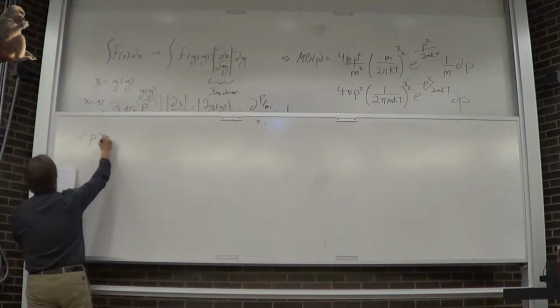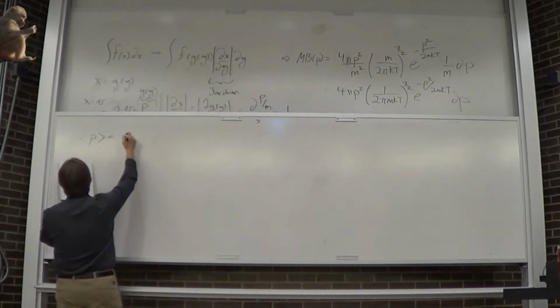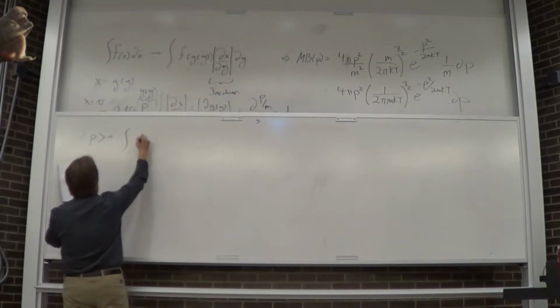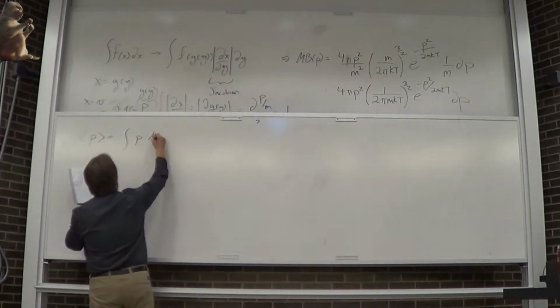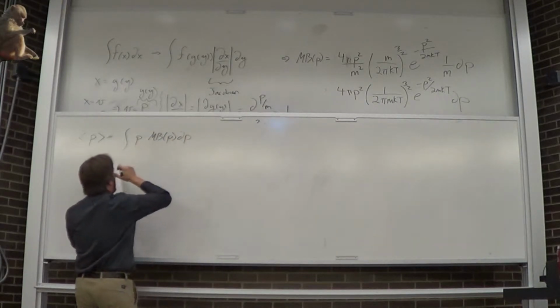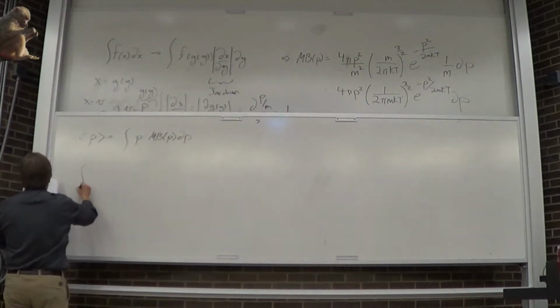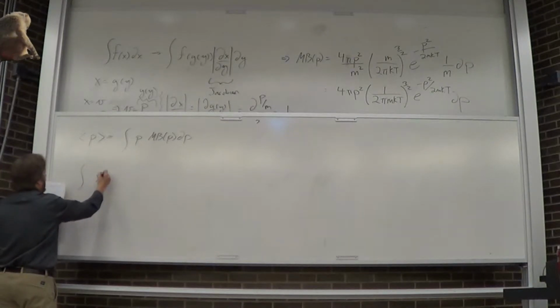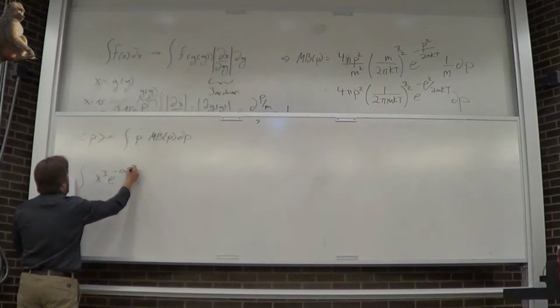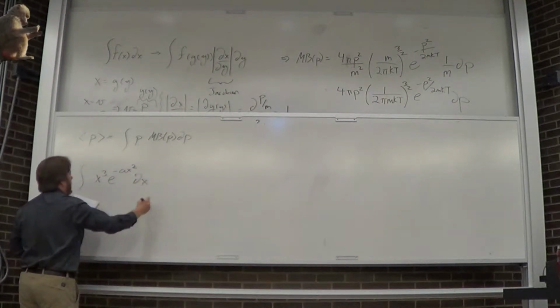Let's do average momentum. And that ends up being, don't forget, it's momentum times Maxwell-Boltzmann of momentum. I'm not even going to write the whole thing out again, because what you really need to do is look for this on the cheat sheet.